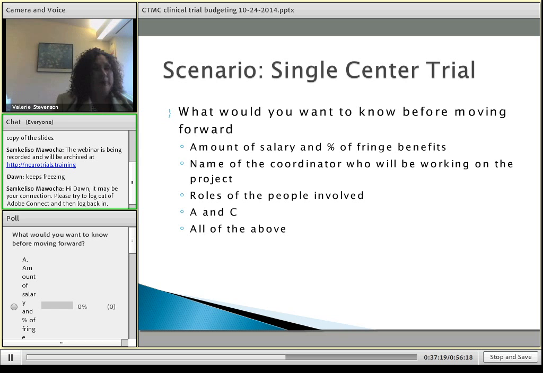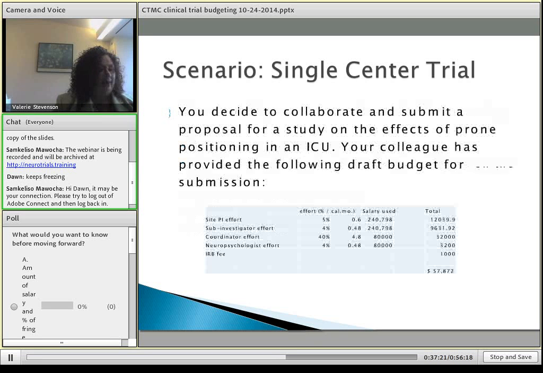So what we want to know is, when we look at that budget again, we see it has a salary used of $240,000. So, is that the base salary? Is that a salary for academic months? Is that a salary throughout the whole year? Is the fringe included in that salary? And that's really important because maybe your collaborator didn't consider the fringe benefits. He just knew what the person's salary was, and he just put that amount in there.